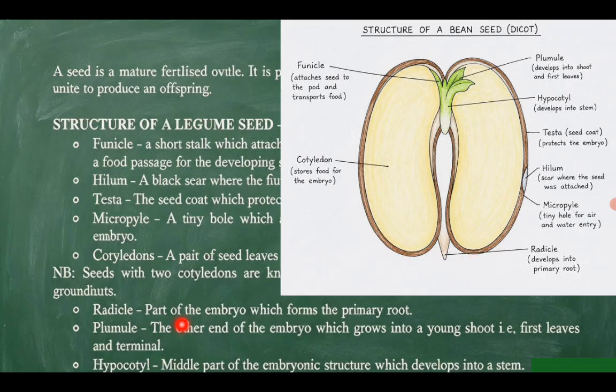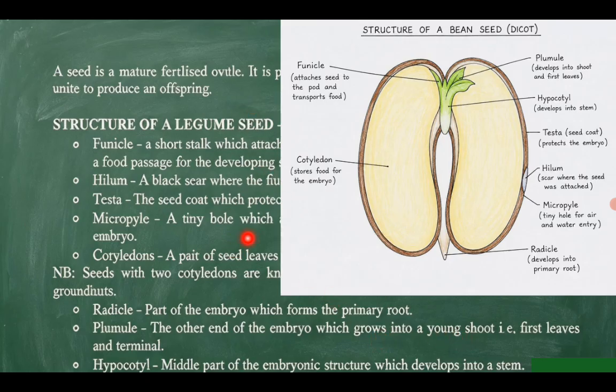And then we have the plumule. Plumule is the other end of the embryo which grows into a young shoot. So the plumule grows above the ground, develops into a shoot, and forms the first leaves of the seed. And then we have the hypocotyl. The hypocotyl is the part of the embryonic structure which develops into a stem.